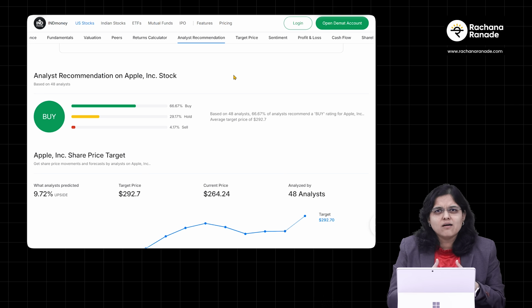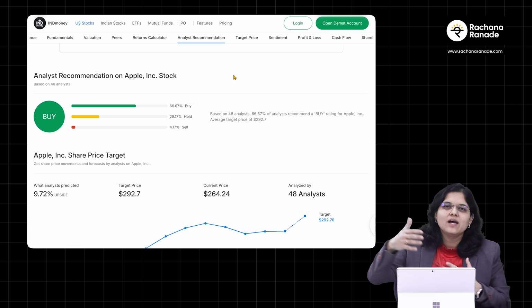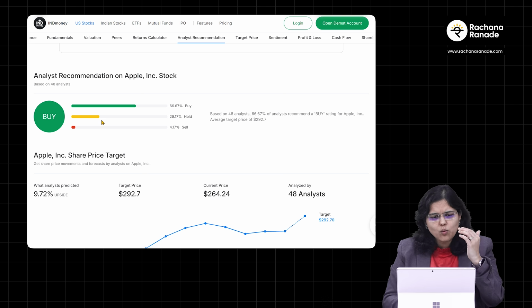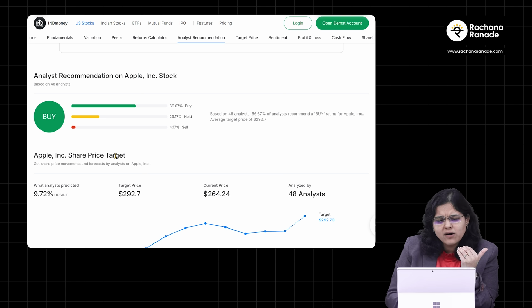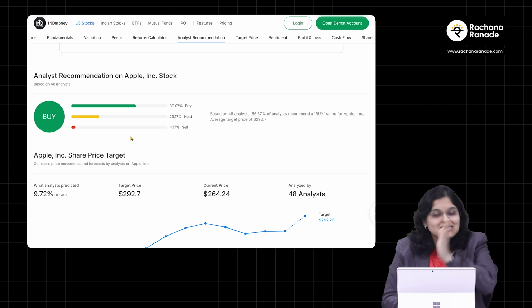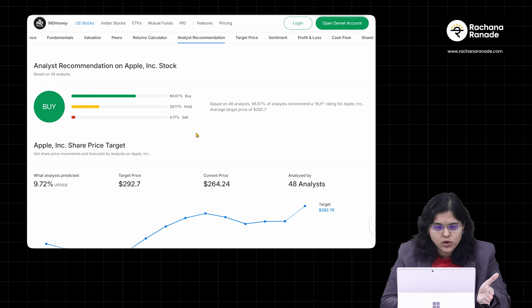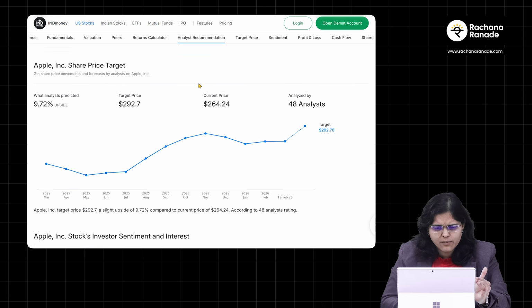I don't think there was any way through which it was easily possible to invest in US stocks back then. So what I do is that I also check what other analysts have as their opinion on specific stocks. Here you can see analyst recommendations on Apple based on 48 analysts. You can see what percentage of analysts are saying buy, how many are saying hold, and how many are saying sell. So you can see a very nice analyst recommendation here.